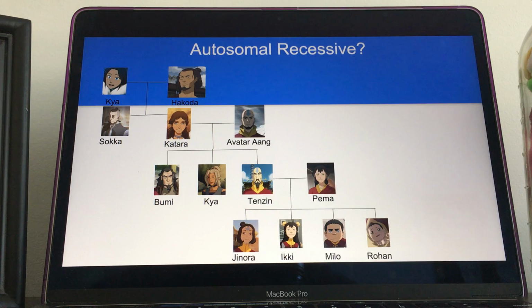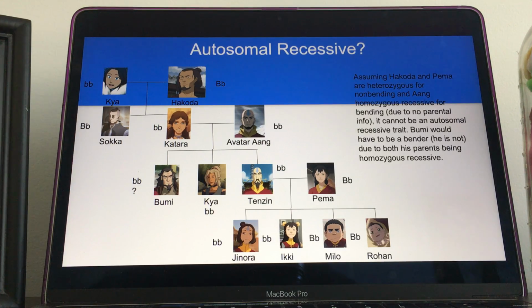So could it be autosomal recessive? Not likely, but let's take a look anyway. Here are the possible genotypes. Assuming Hakoda and Pema are heterozygous for non-bending, we only know this because of the information about their children.